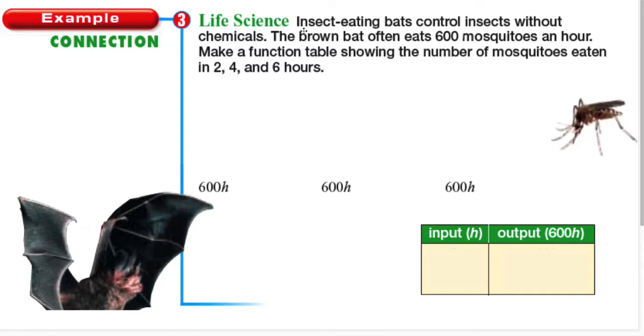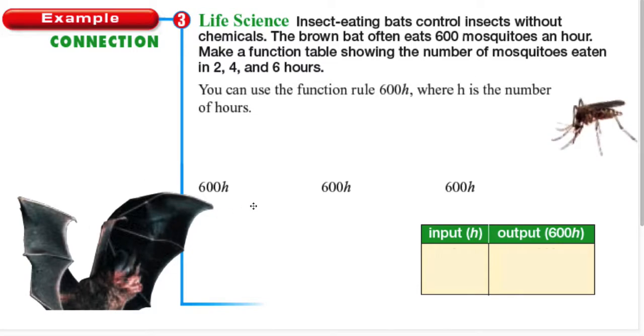So in life science, insect-eating bats control insects without chemicals. A brown bat often eats 600 mosquitoes an hour. Make a function table showing the number of mosquitoes eaten in 2, 4, and 6 hours. So we already know the function rule, and we already have the input. You can use the function rule 600h, where h is the number of hours, because you have 600 mosquitoes being eaten in an hour.